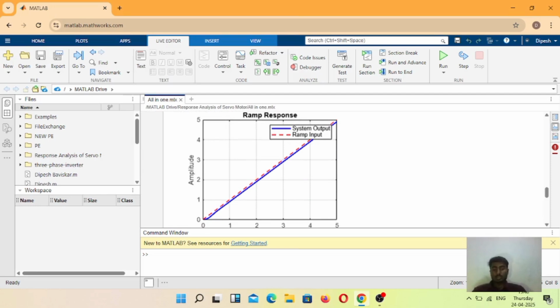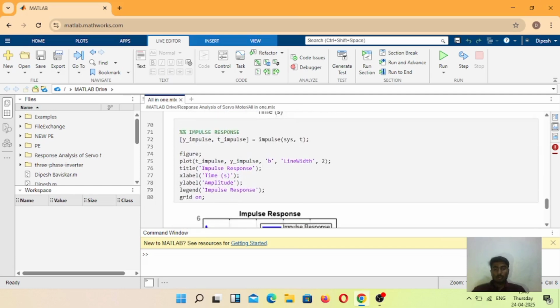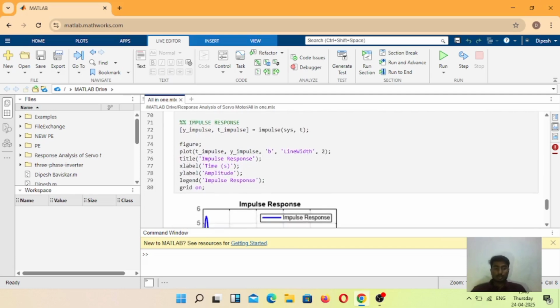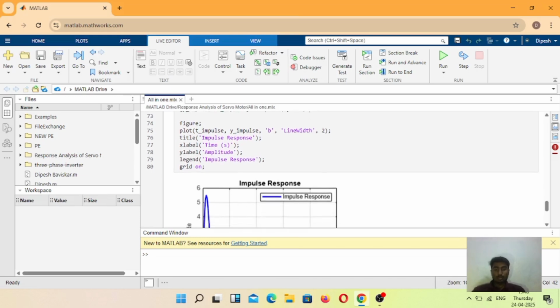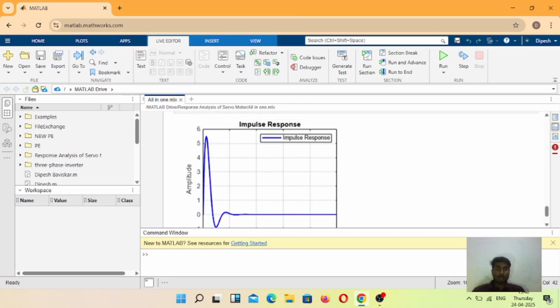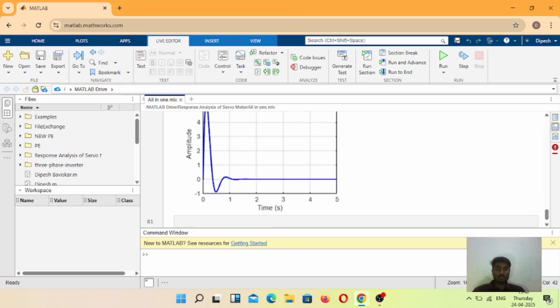Next is the impulse response. The impulse signal has infinite amplitude and zero duration, but unit area under the curve. Here we use the plot commands to get the output. This is the output of the impulse response.